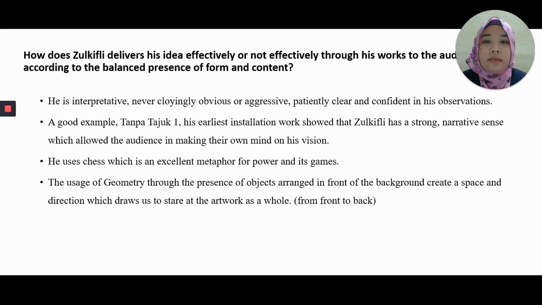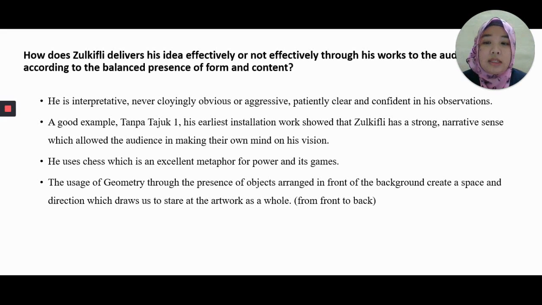How does Zulkifli deliver his idea effectively or not effectively through his works to the audience, according to the balanced presence of form and content? Based on observation of his works before, it is decided that he is interpretative, never cloyingly obvious or aggressive, and he is also passionately clear and confident in his observations. As a good example, Tanpa Tajuk, his earliest historical work, shows that Zulkifli has a strong narrative sense, which allowed the audience to make up their own mind on his vision.